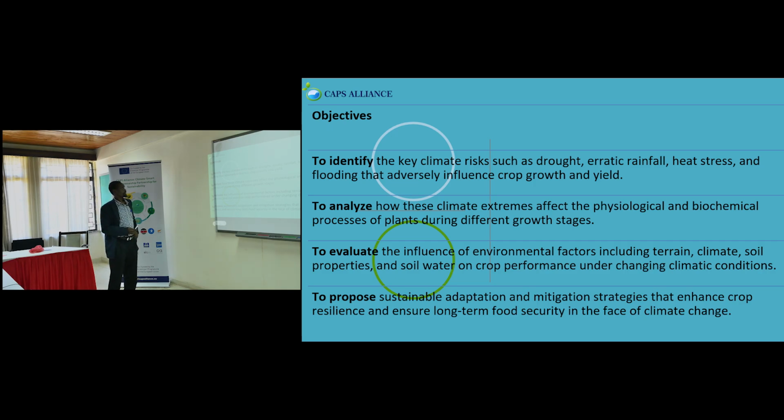But the idea is to identify the key climatic risks such as drought and erratic rainfall. These are things that we covered yesterday. Erratic rainfall is scarce in semi-arid and arid conditions. And if that happens, we need to be wise about what type of crops are supposed to be grown in semi-arid conditions. Crops that require low rainfall, or crops that require minimal rain.